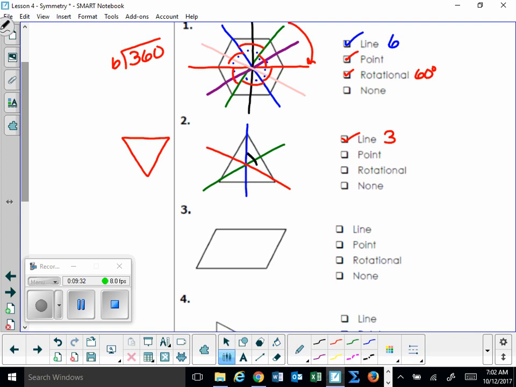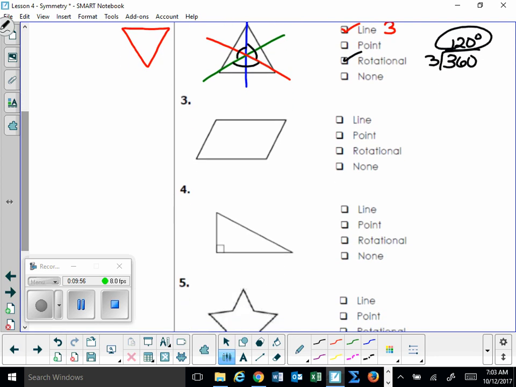I think we've got 1, 2, 3 angles here. 360 degrees divided by 3 is 120. So yes, we have rotational symmetry at 120 degrees. This is an equilateral triangle. Be careful, all triangles are not going to work.